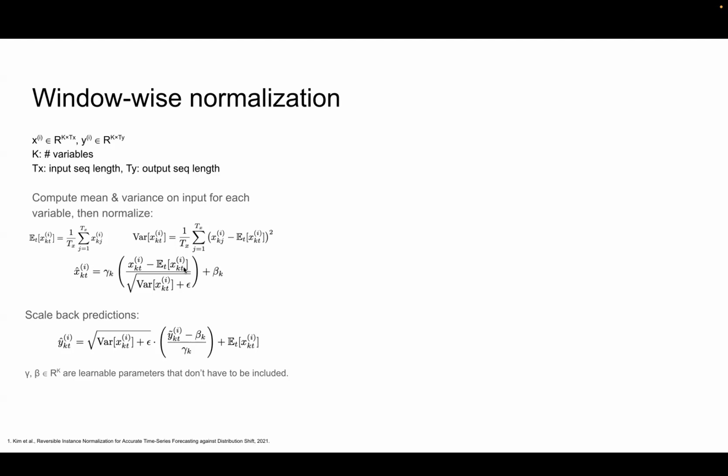And there's also some extra parameters such as the beta and also the gamma here. And those are all learnable parameters. But even if you set the beta to 0 and gamma to 1, you should still see an improvement in performance by applying this window-wise normalization.